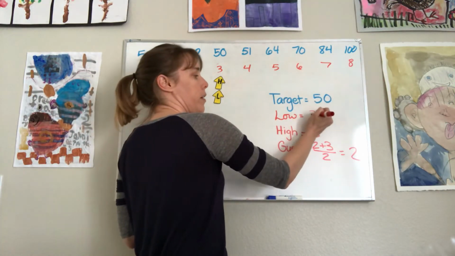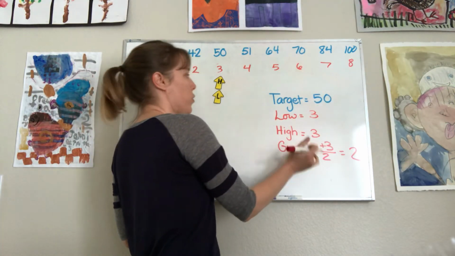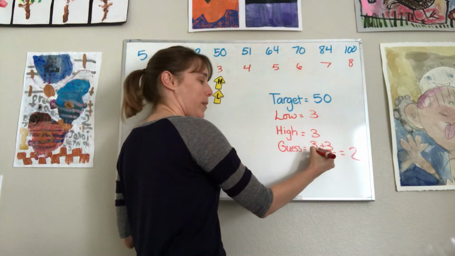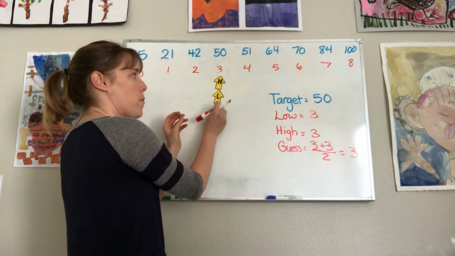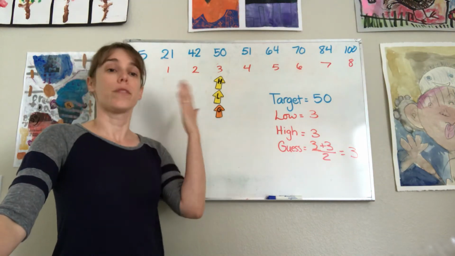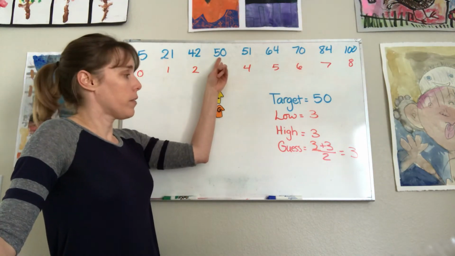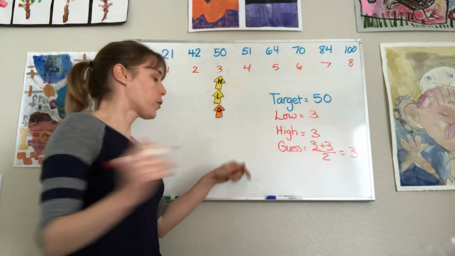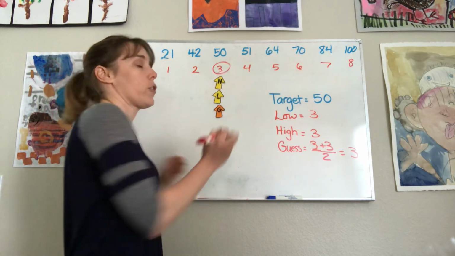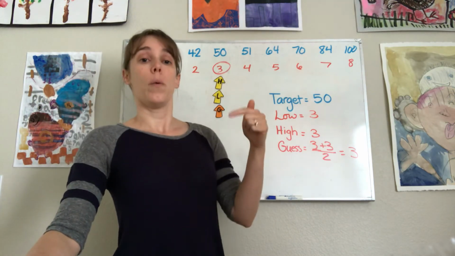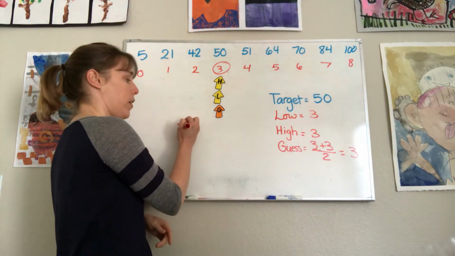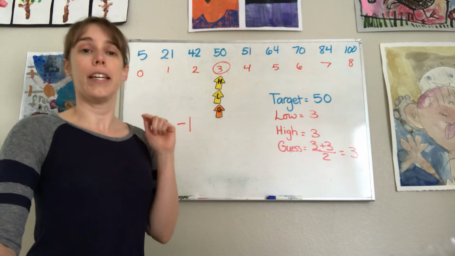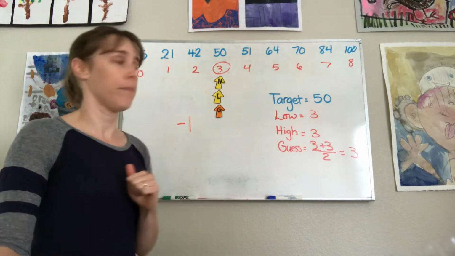Low is now 3. My guess changes to be an average between 3 and 3. So that's 3. So my guess is here. I look at it. Turns out at 3 I get 50. I return the value 3. I return the place in the array where I found the value. If I hadn't found it, I would return the value -1 if the number were not in the array.